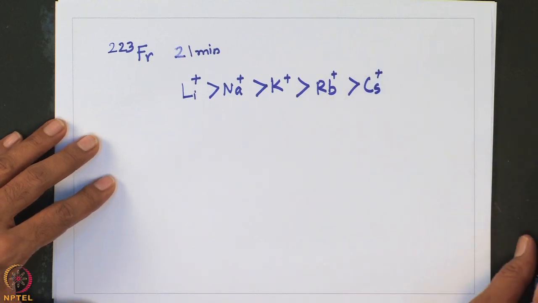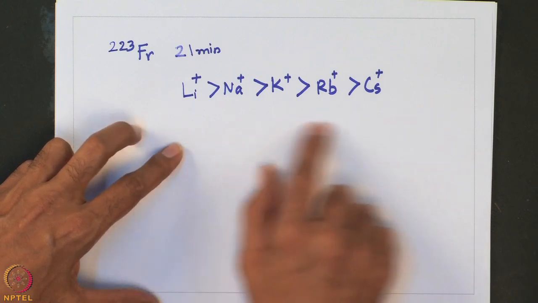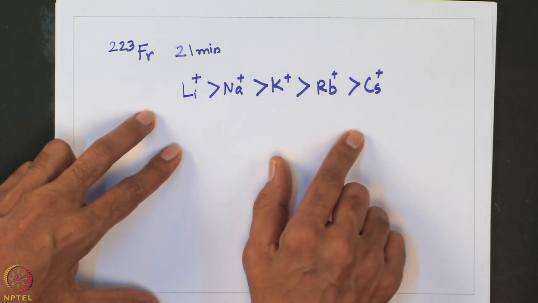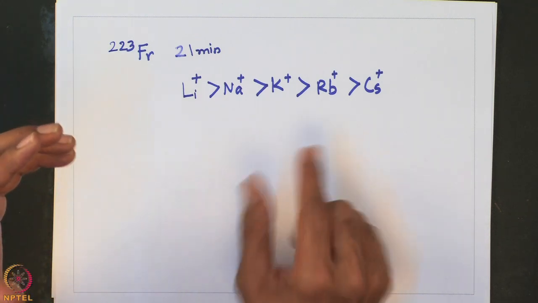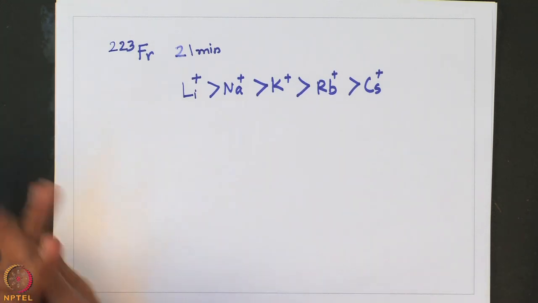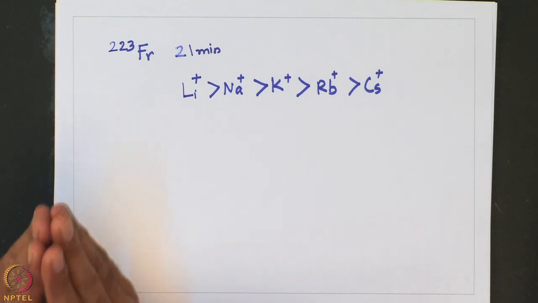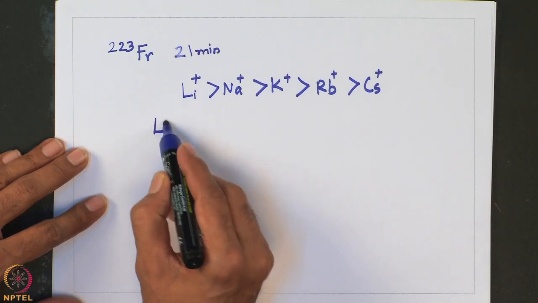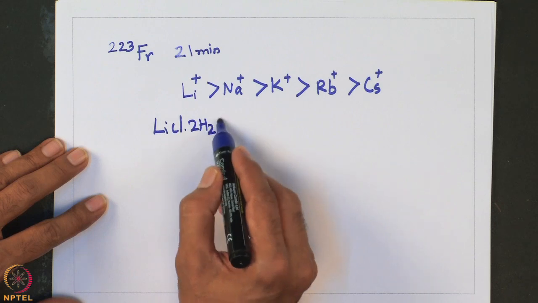Of course, you can also correlate that the size is increasing in this order. As the size increases, hydration enthalpy decreases. As a result, they have less tendency to associate with water molecules. In fact, Li+ has the maximum degree of hydration, and all lithium salts are hydrated. For example, if you look into LiCl, it has two water molecules.